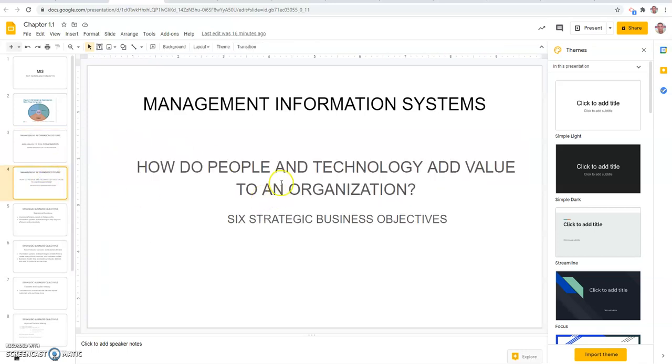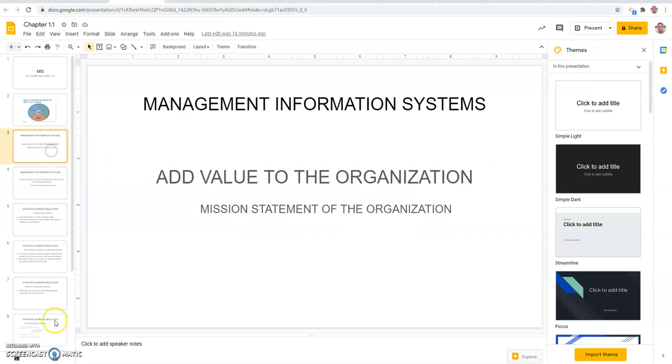Next, we're going to cover how do they add value. And they add value with the 6 strategic business objectives, which we will cover next.